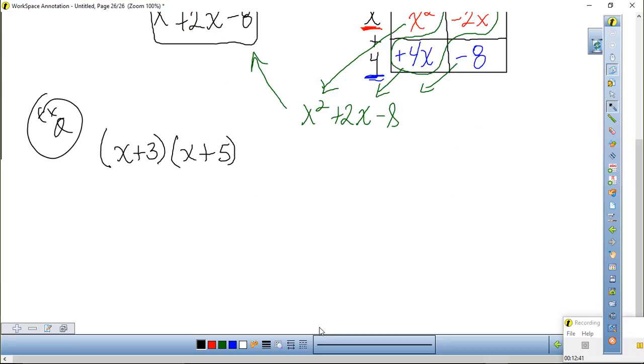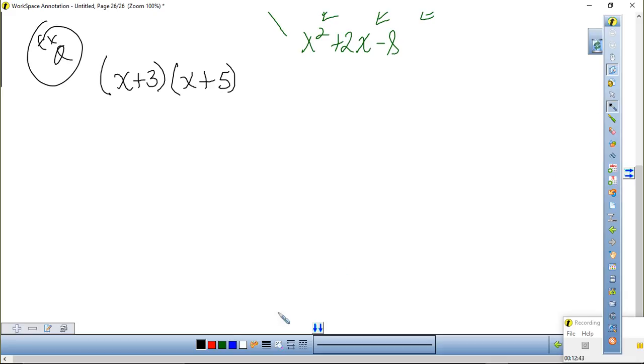Okay, let's see. Juliana, what did you get for using distributive property? X to the second power plus 8x plus 15. Hands if you got that. That is correct. And of course you did it with the area model and it also worked. Is that correct? All right, if you don't see it, let's see.